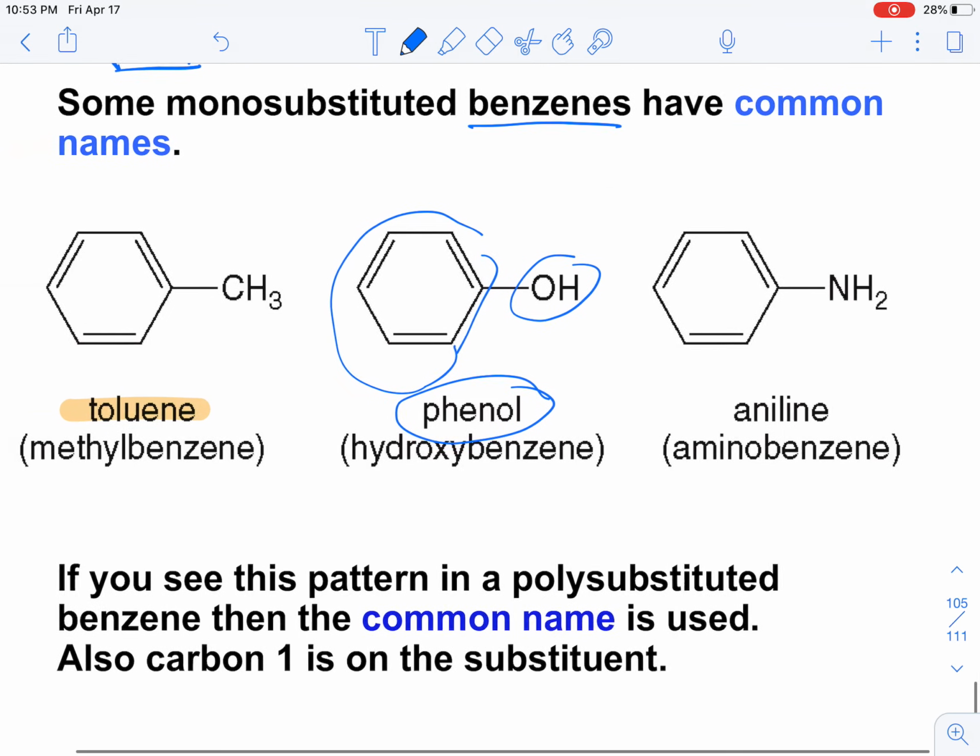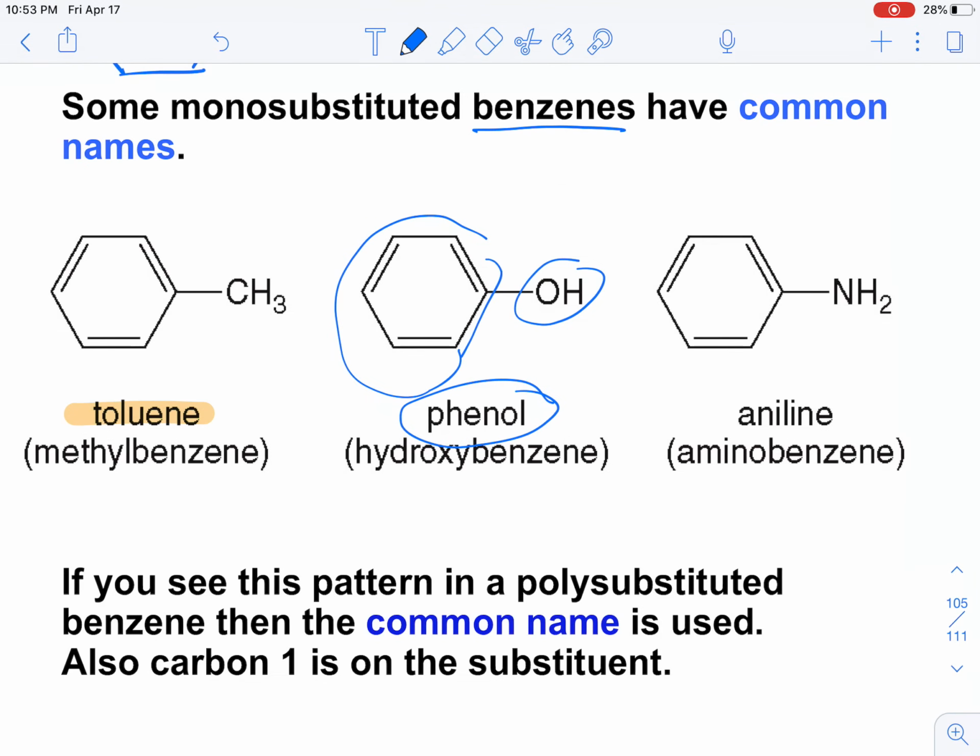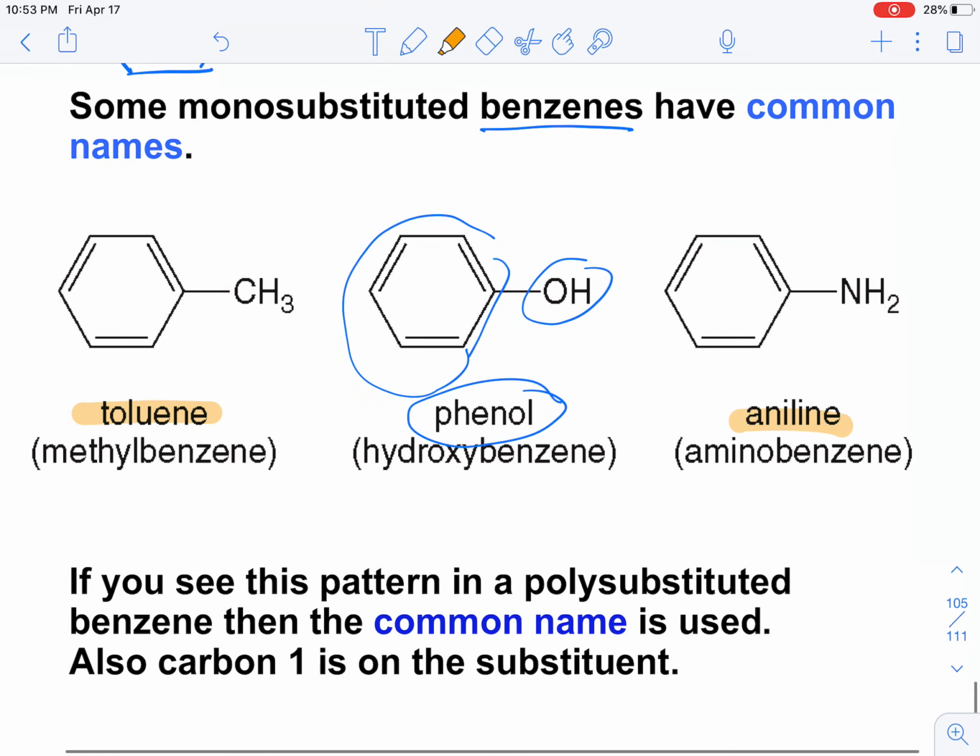Okay. So last but not least, here we have aniline. So aniline, it's when you have an NH2 or some derivative of NH. Well, let's just keep it NH2 for now, attached to the benzene ring. So the formal name is aminobenzene, but the common name is aniline. The formal name is hydroxybenzene, but the common name is phenol. The formal name is methylbenzene for toluene, but toluene is the common name.